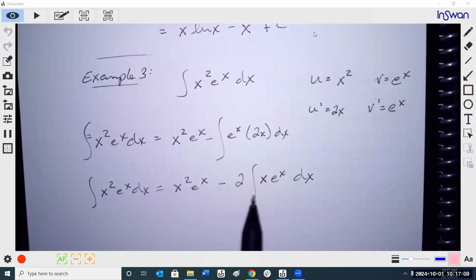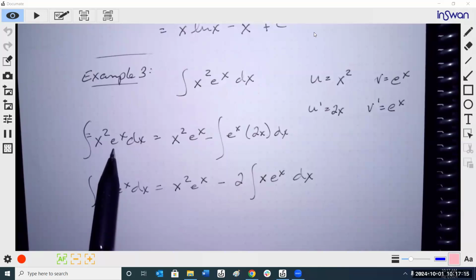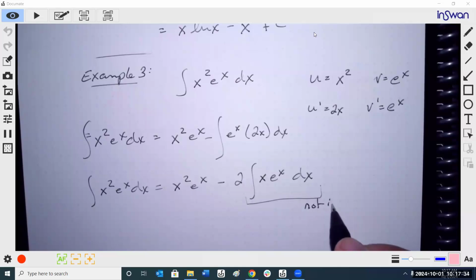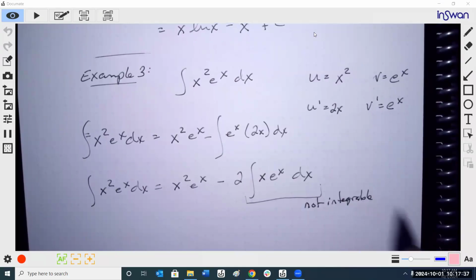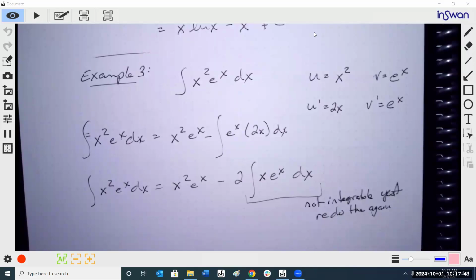Okay, so what we look at here, this one looks similar to this. And we can't do that one, so we've got to do it again. Since this is not integrable yet, redo the process again for this part.